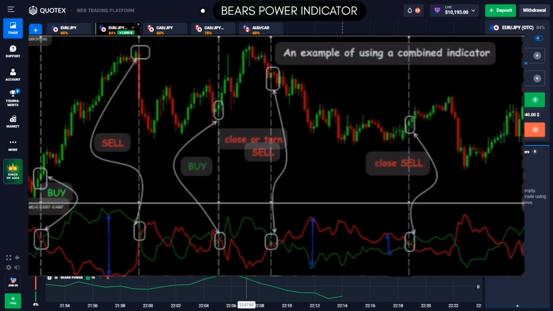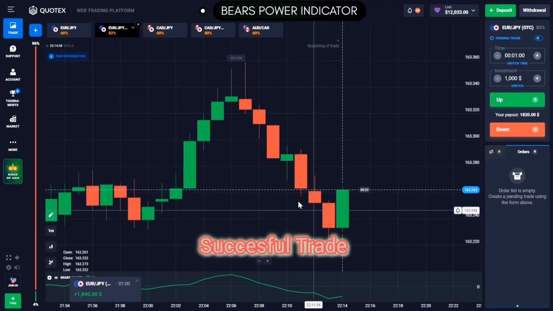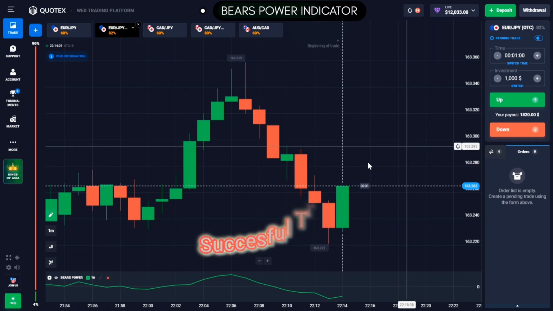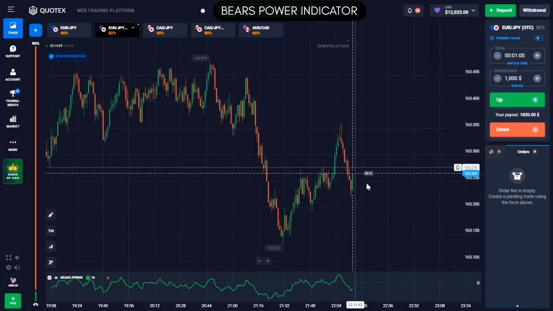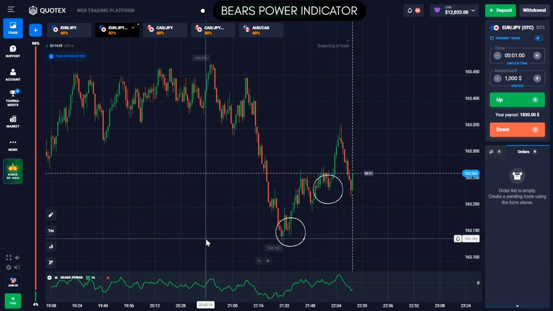Divergence signals. Bullish divergence. Price makes a lower low, but Bear's Power makes a higher low. This suggests bears are losing strength, signaling a possible trend reversal upwards. Bearish continuation. Price and Bear's Power both make lower lows, confirming the downtrend.